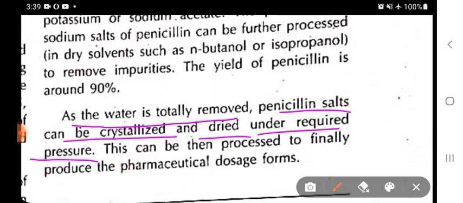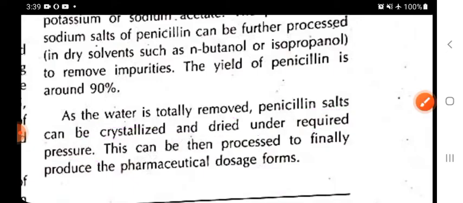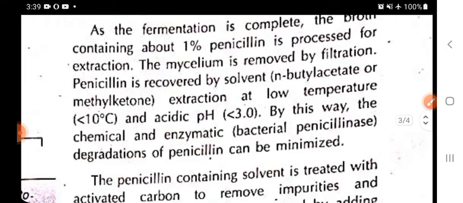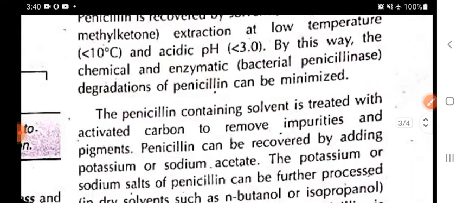We also have to mention the dose, that is, what amount is present in that particular pharmaceutical product. And for its stabilization, as I have already said, we use some solvents like n-butyl acetate or methyl ketone at low temperature, that is less than 10 degrees Celsius, and at acidic pH, that is less than 3.